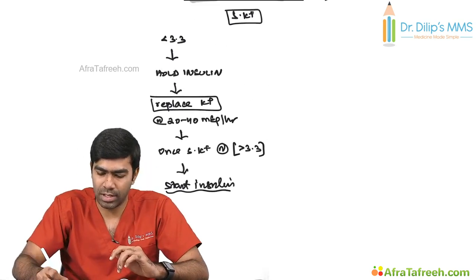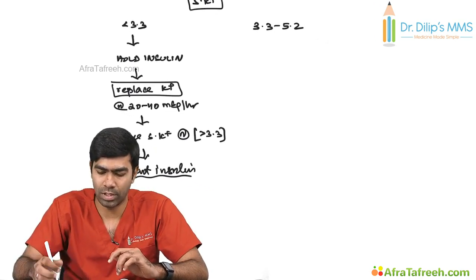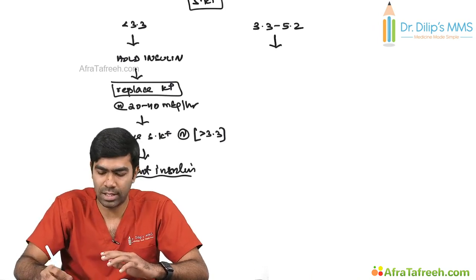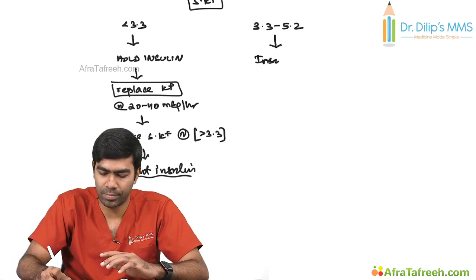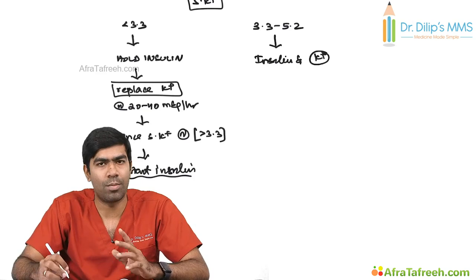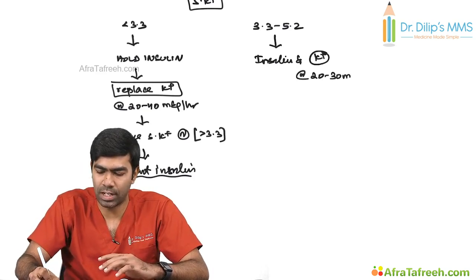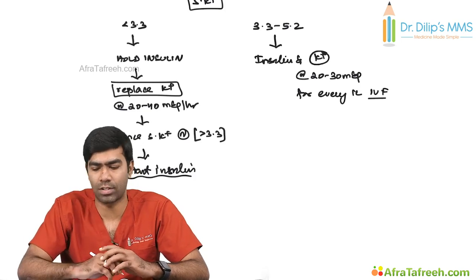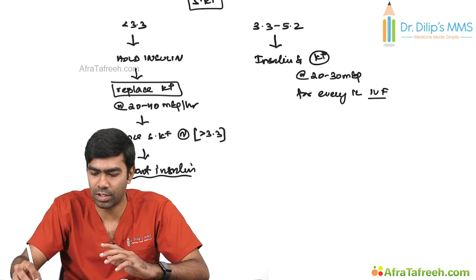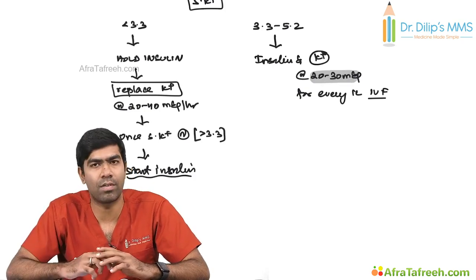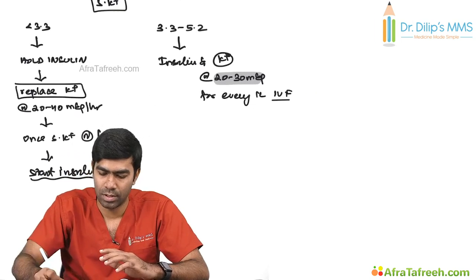Suppose the patient's serum potassium is in the range of 3.3 to 5.2. So this is a normal serum potassium. In this setting, you can give insulin and potassium together. So how much potassium to give? Usually we'll give at a rate of 20 to 30 milliequivalents for every 1 liter of IV fluid that you're going to infuse to the patient. So that is the regime. So 20 to 30 milliequivalents of potassium for every 1 liter of IV fluid that you're going to infuse.